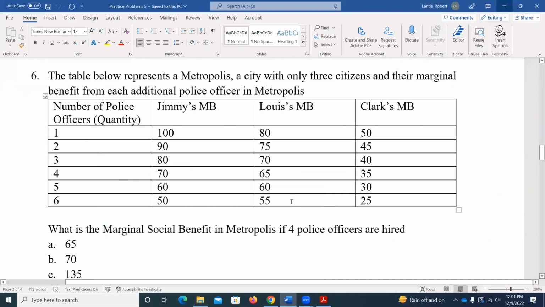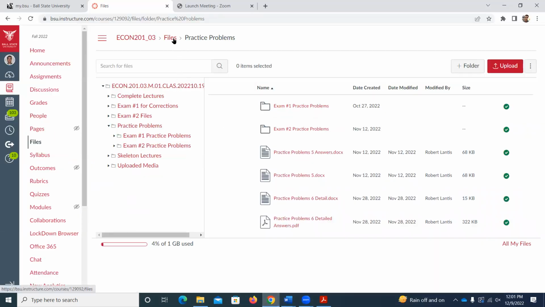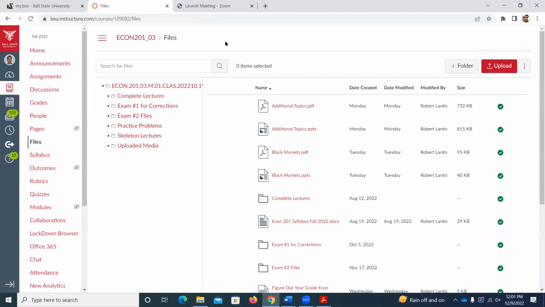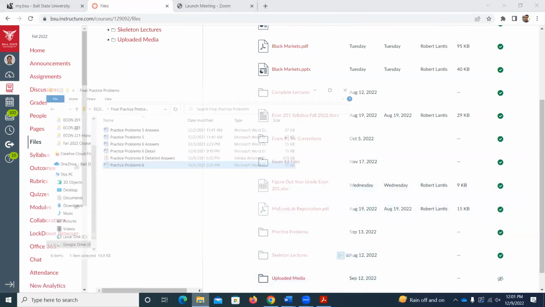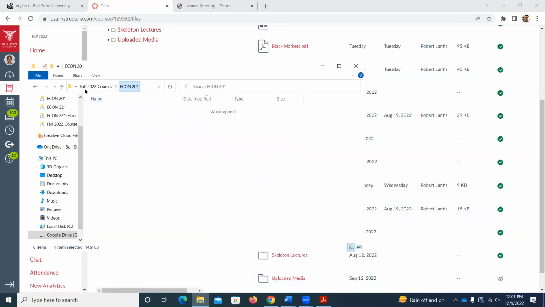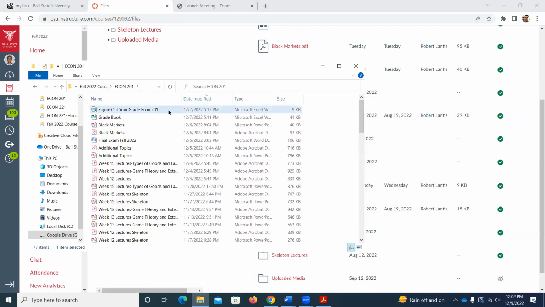The other question was, is the figure out your grade tool up there? If we go back to files, I didn't put it in a folder. For some reason it's all the way down here. Oh, it's alphabetical. So, Figure Out Your Grade Econ 201. I've got it here as well, so I'll just pull up the file.